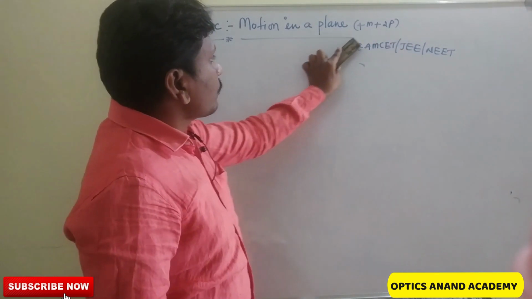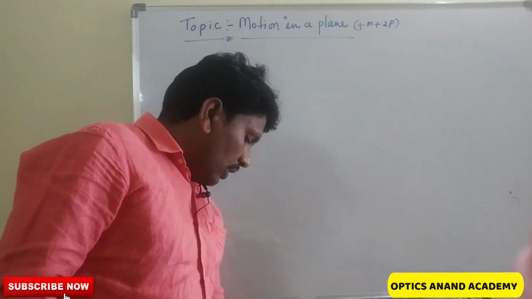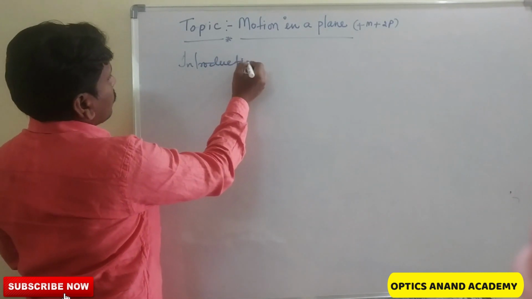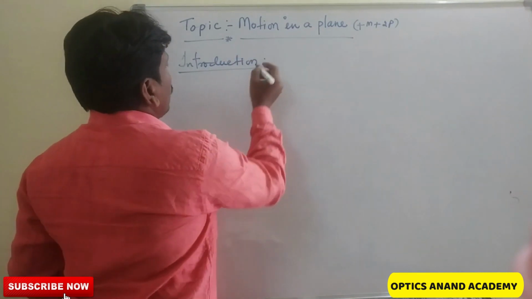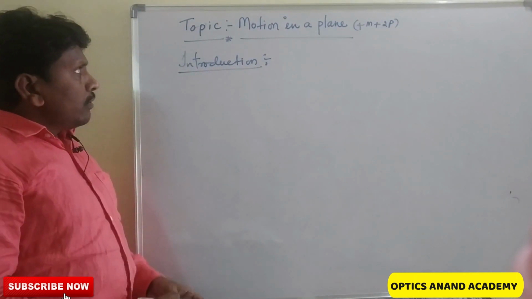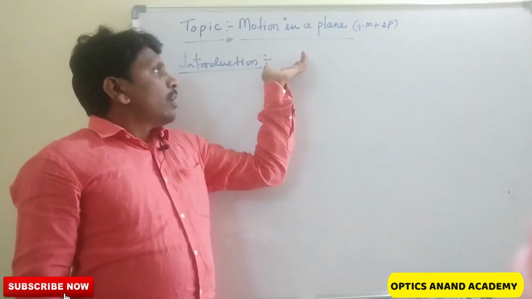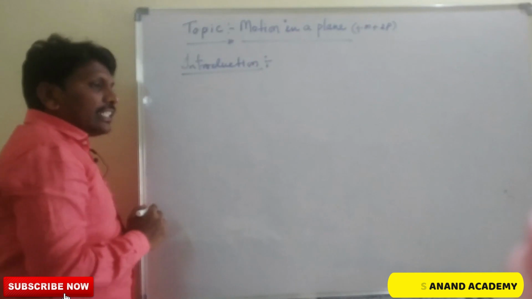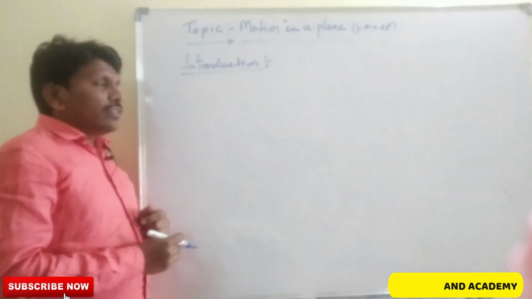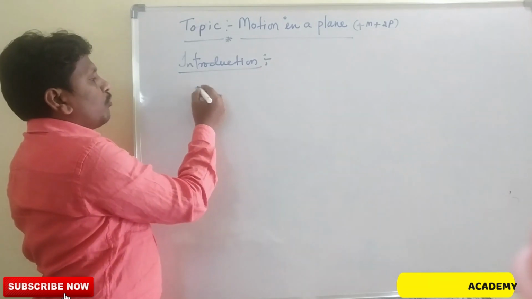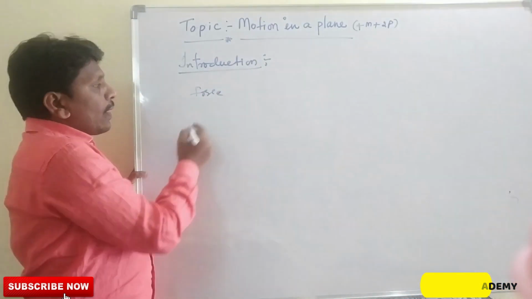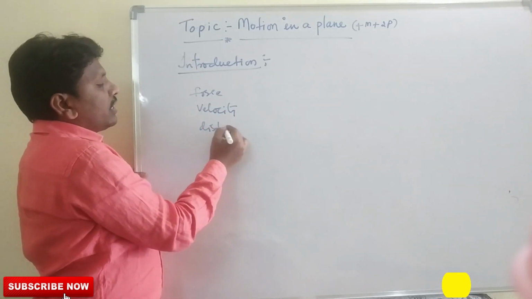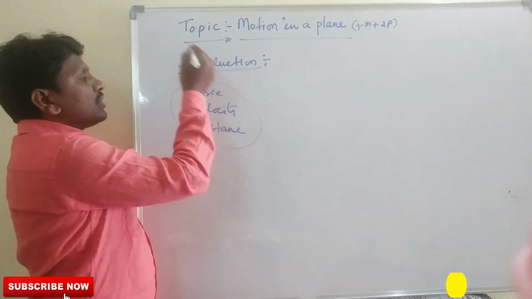Now let's see the introduction. Here, let's see the classification of quantities. Generally, what is meant by quantity? We all know that force is a physical quantity, velocity is a physical quantity, distance is a physical quantity. So these all are physical quantities.